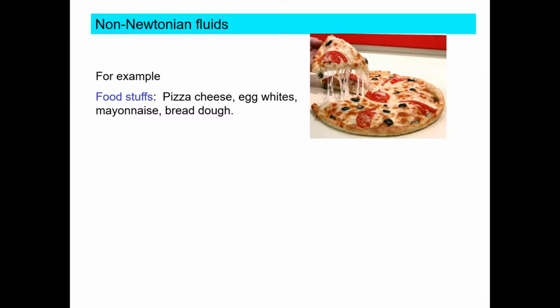So things like pizza cheese. You can see pizza cheese when it's molten, you get these long strings and they're quite elastic. Egg whites, mayonnaise, bread dough, they're all examples of fluids which essentially don't have normal, what we would think of as Newtonian properties.